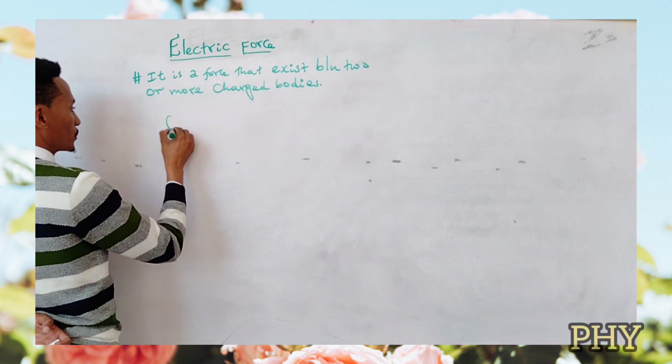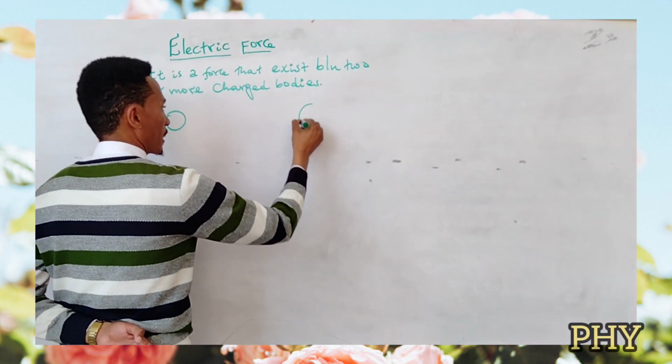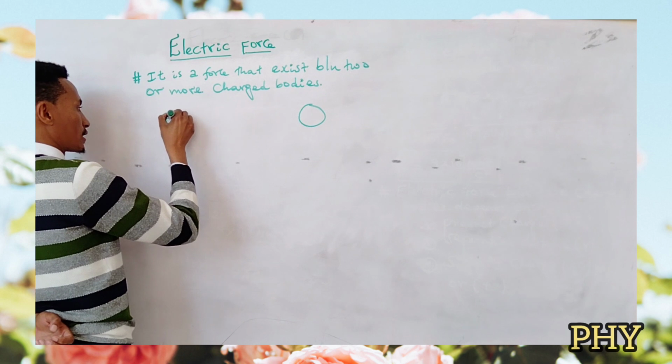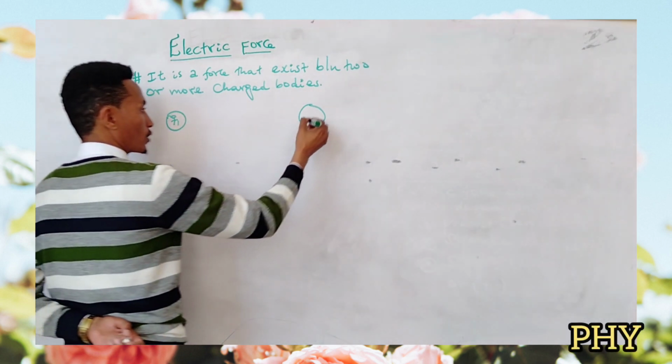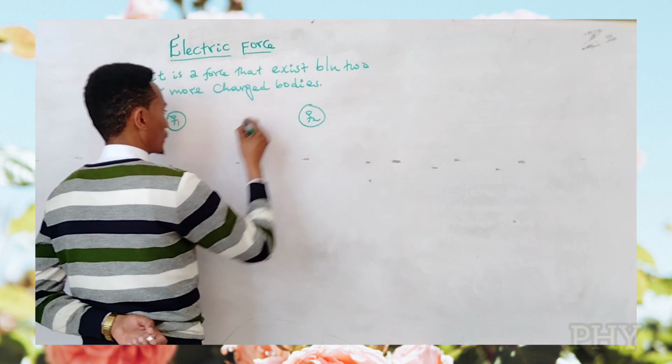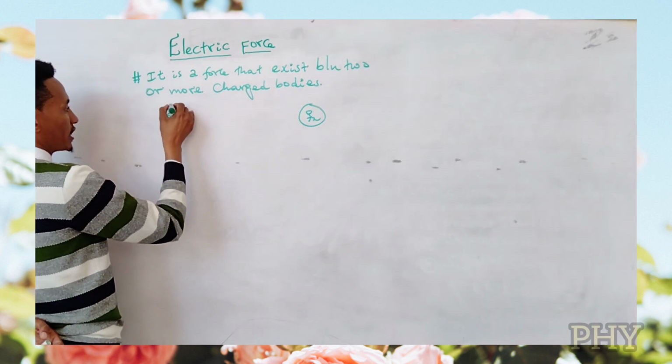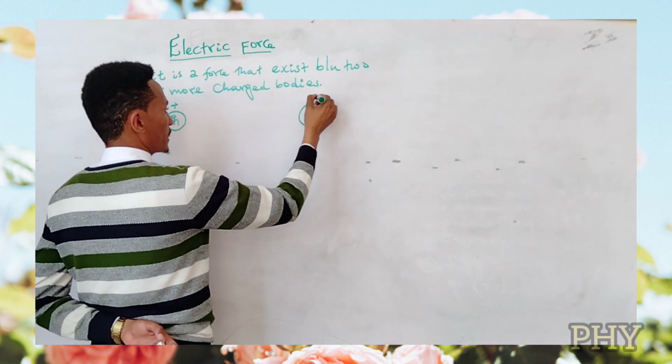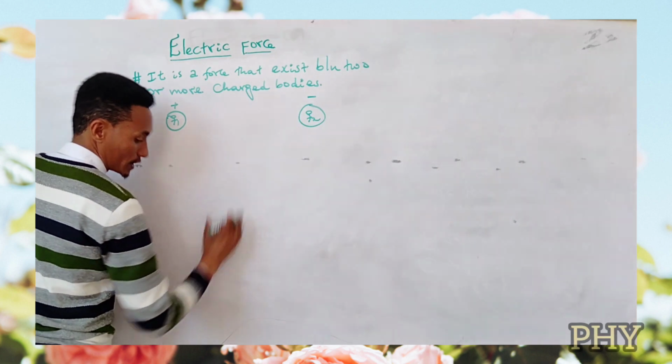Let's consider these two objects. One is positively charged and the other is negatively charged. Let's say that Q1 and Q2. So Q1 is maybe positive. If this one is negative, there is a force of attraction between them.